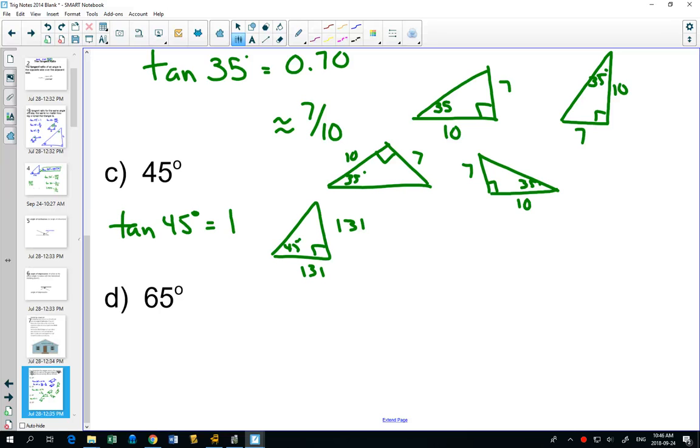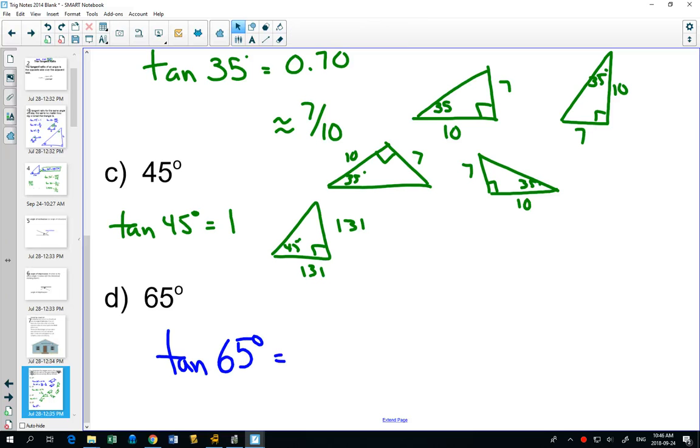Right? If it was 1.00005 and you actually rounded it, then you would put 1.00. But since it's exact, we would leave it like that. And one more. I hope you're getting the idea of how tangent works.